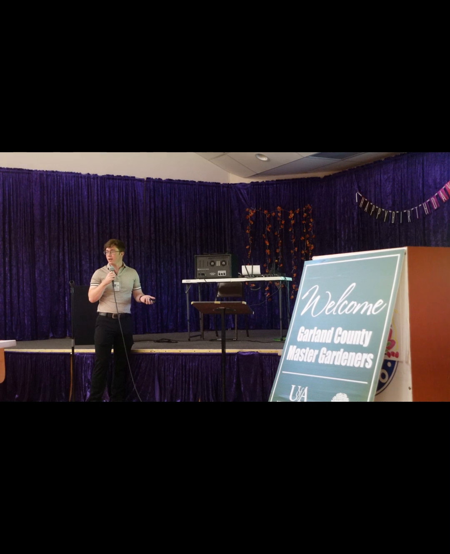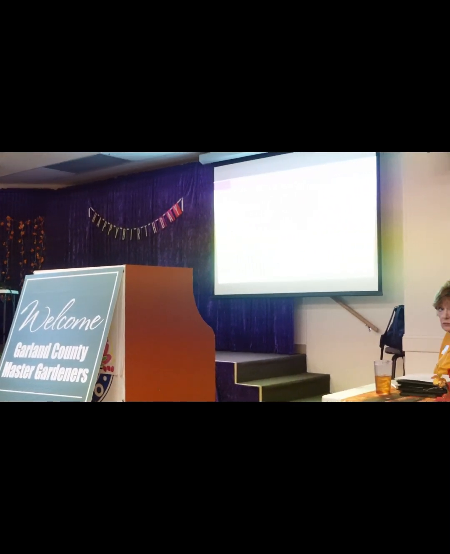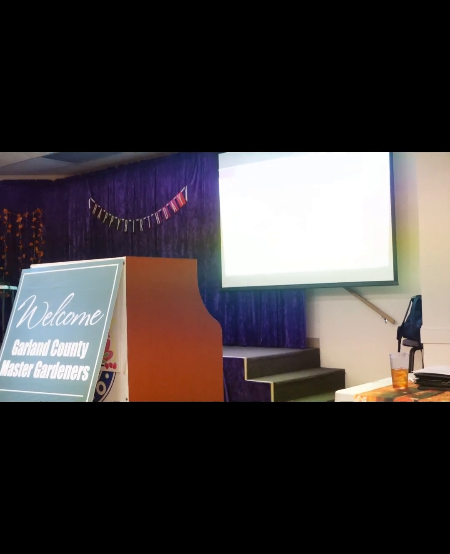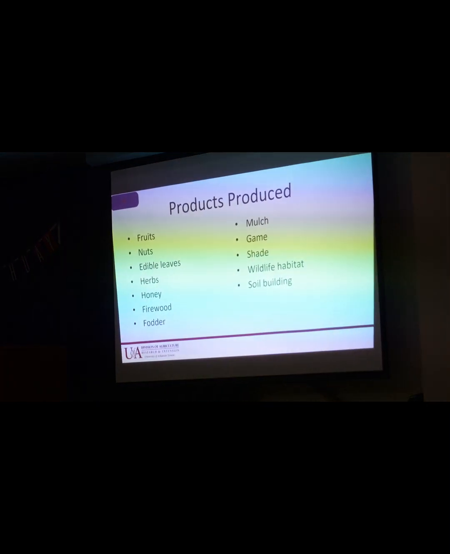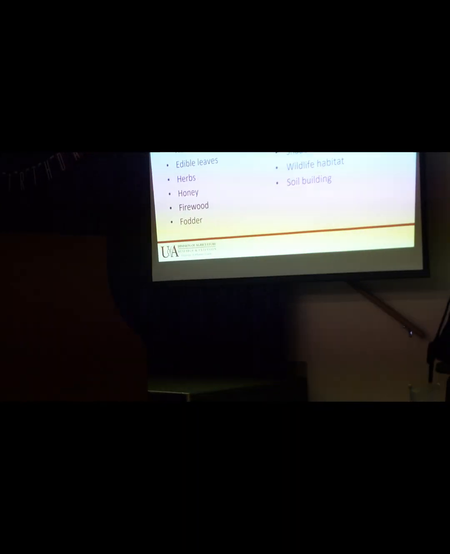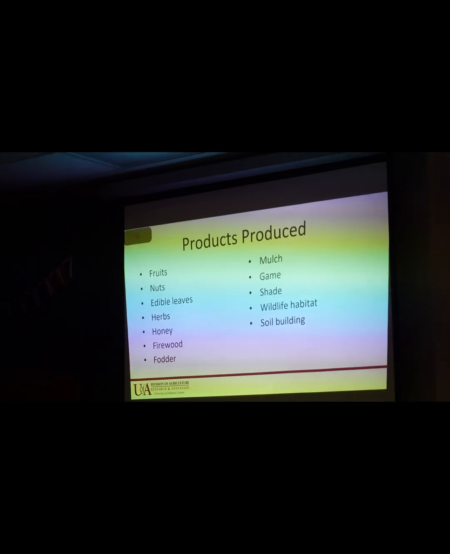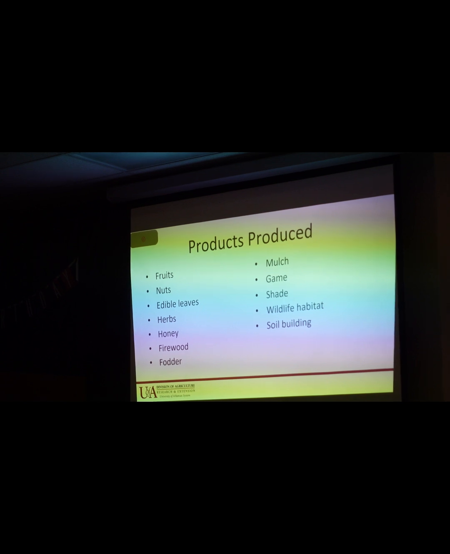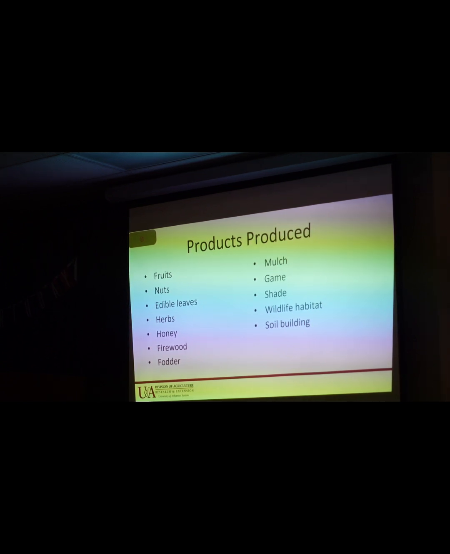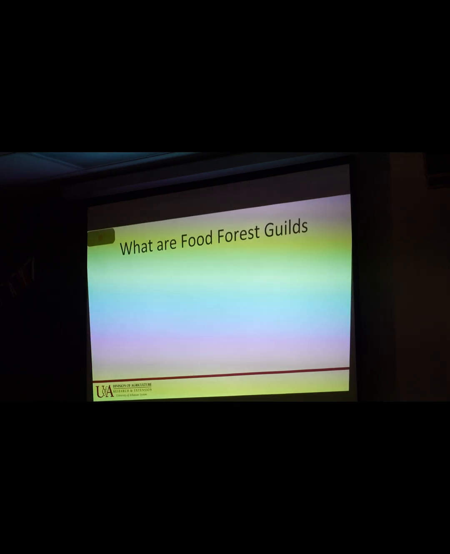Most people don't go out and manage their wild forest. So once you get your food forest up and established through that babying period that we have to baby all our trees through, then at that point it should be low maintenance. So these are some of the products that you can produce from it: fruits, nuts, leaves, herbs, honey, firewood, fodder. It's only limited by your willingness to do it and your space and your creativity. So just kind of whatever, you can make it whatever you want it to be.